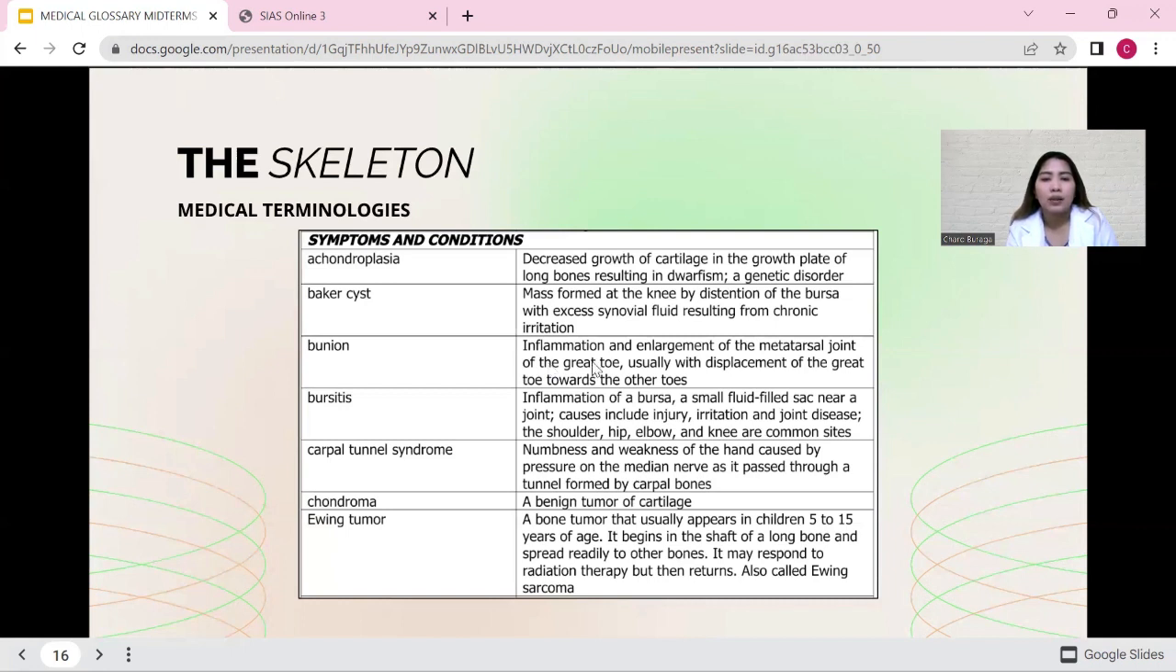Okay, bursitis, ito yung sinasabi ko, inflammation of the bursa. Saan yung bursa? Sa knee. Okay? Causes include injury, irritation, and joint disease. The shoulder, hip, elbow, and knee are common sites.